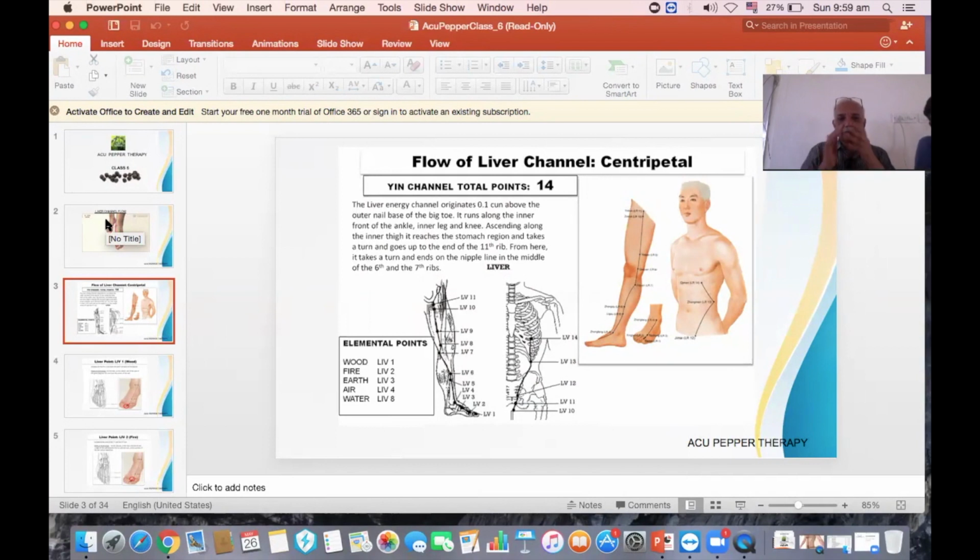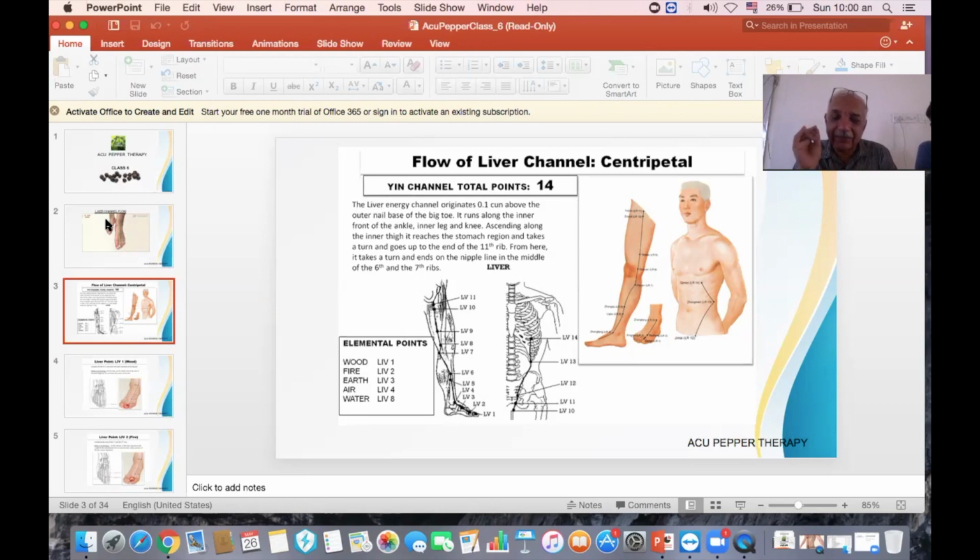The liver has how many points? 14 points. But here it says outer nail base of the big toe. Yeah, correct. This is what I said. Outer nail base of the toe runs along the inner front of the ankle, inner leg and knee, ascending along the inner thigh, it reaches the stomach region and takes a turn, goes up to the 11th rib.